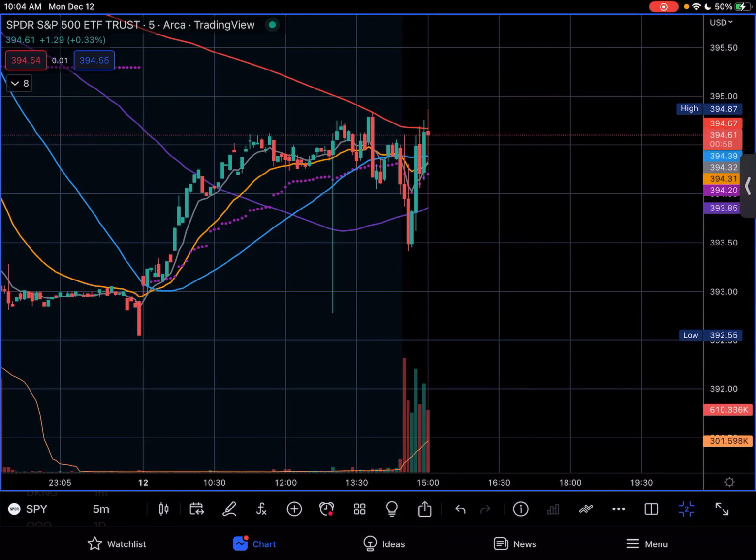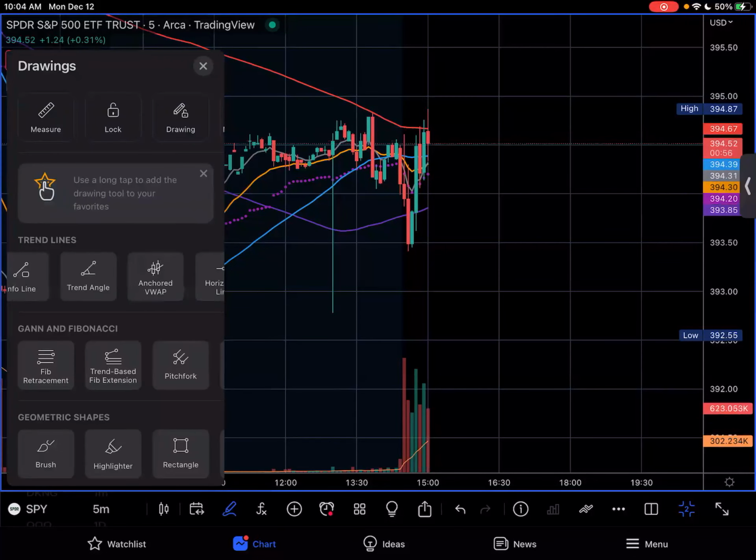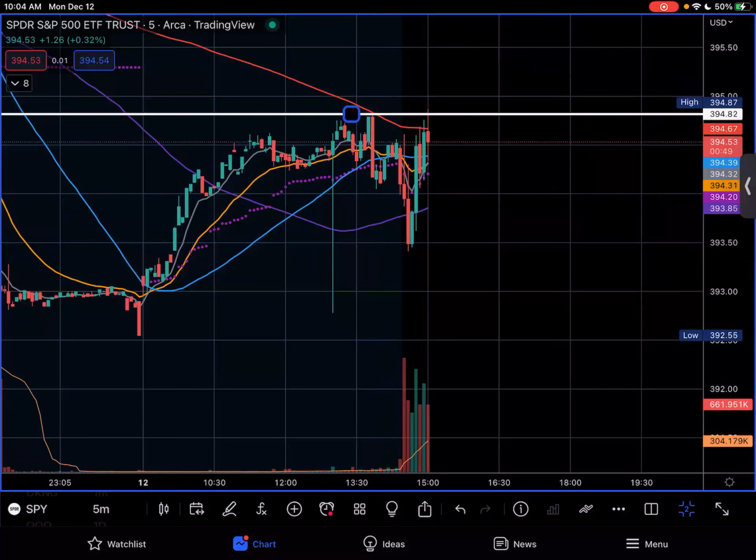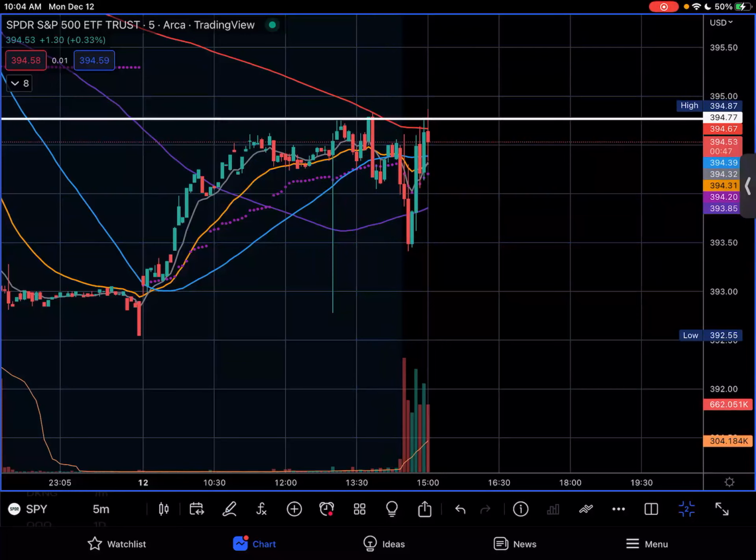This 200 SMA / pre-market high is a pretty strong resistance on SPY right here. All done. Eggs. At 394, about 80 level, I got a 394.77 right here. It's a pretty strong resistance. We rejected it a couple times already. So really want to see if we can move lower from here.